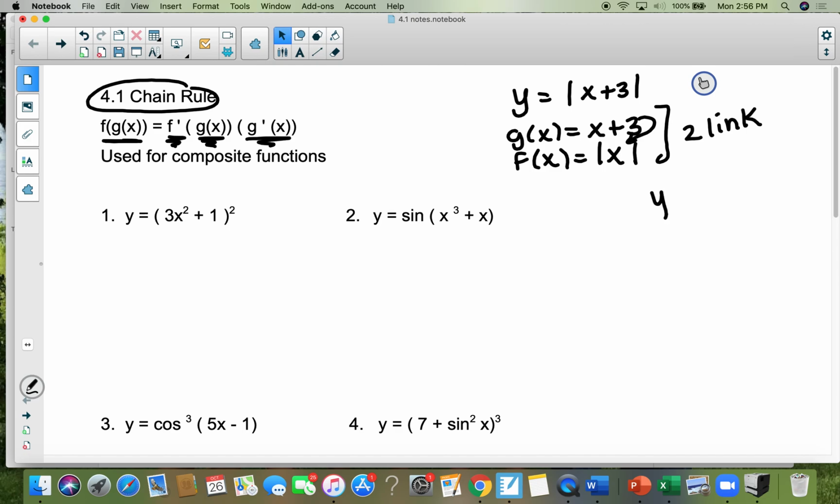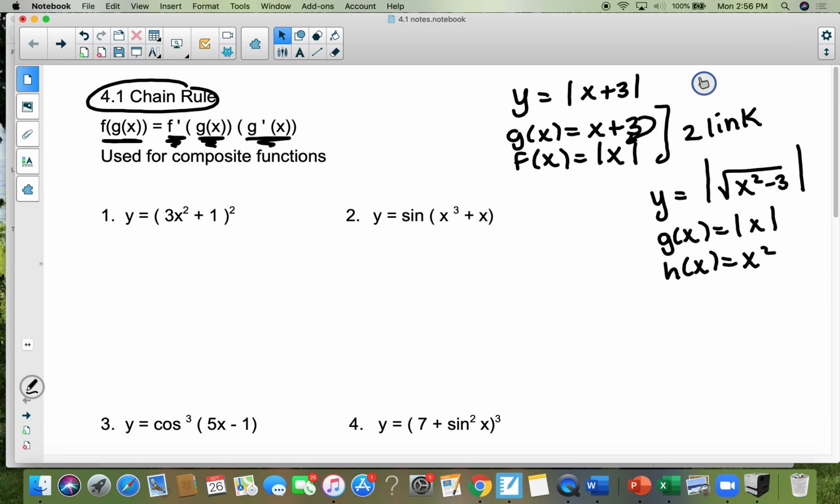I'll give you a 3-link one. This is the absolute value of the square root of x squared minus 3. F of x could be the absolute value of x, g of x could be the square root of x, and h of x could just be x squared minus 3. You see that there are 3 different types of functions: the absolute value, the square root, and then your polynomial. This is called a 3-link.